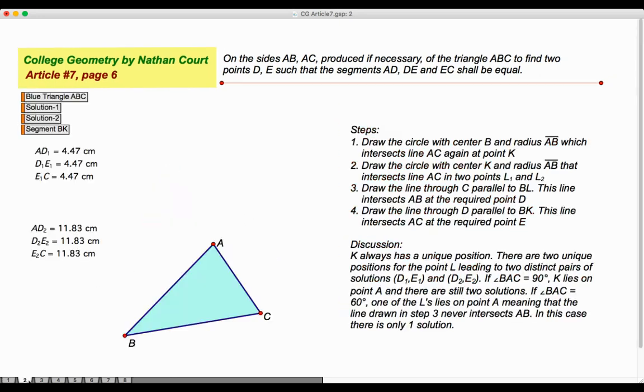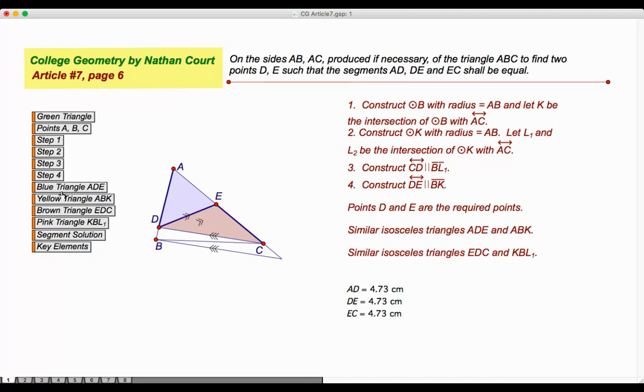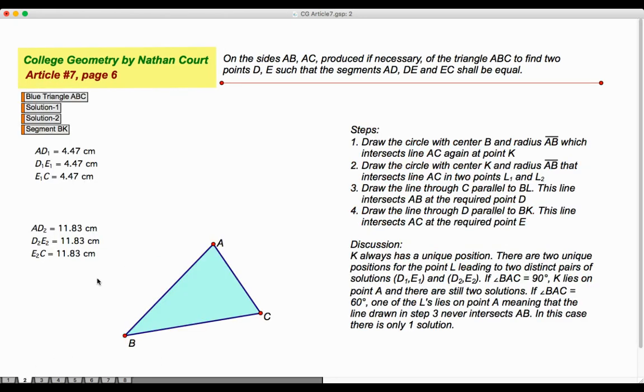So, very simple problem, but this time, you must remember, people, that I have another point L2 here because KL1 is equal to KL2. So let's consider that possibility here. So here's the thing that we've got here. So that's a blue triangle. The first solution is that one.